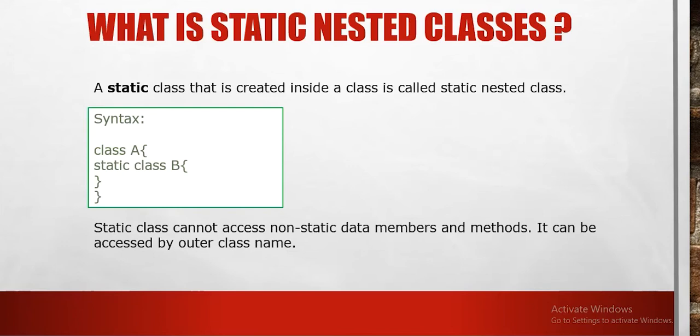And a static class cannot access non-static data members and methods, and it can be accessed by the outer class name. When you want to access a static nested class, you have to use the outer class name dot the inner class name. Let's go ahead and see a program example to understand this concept in a much better way.